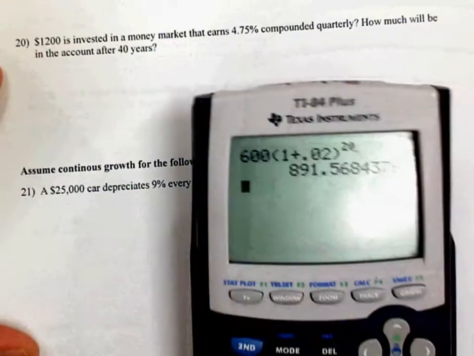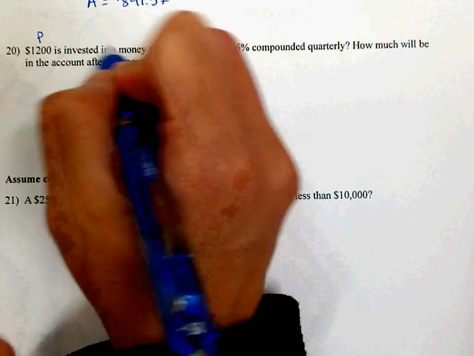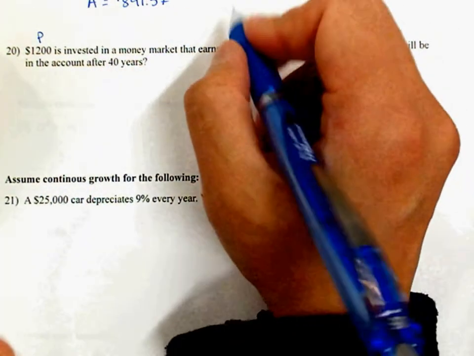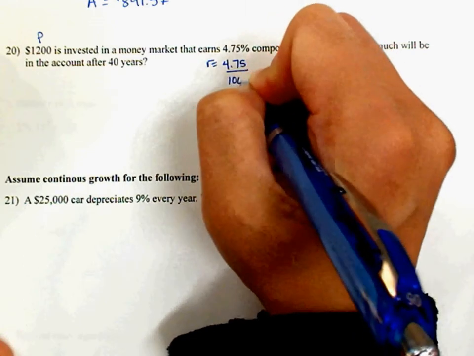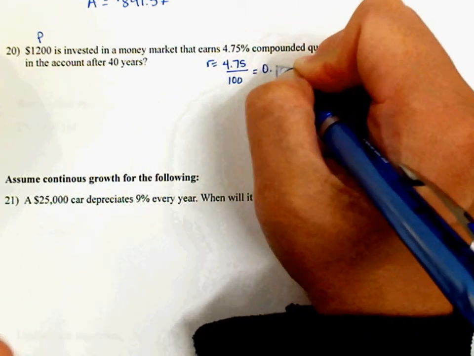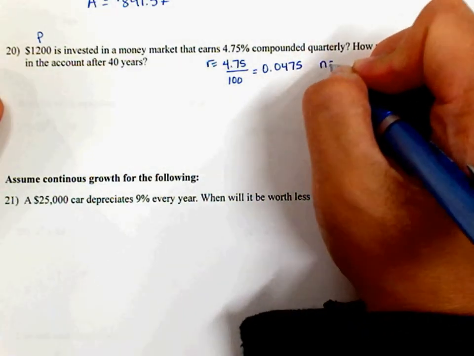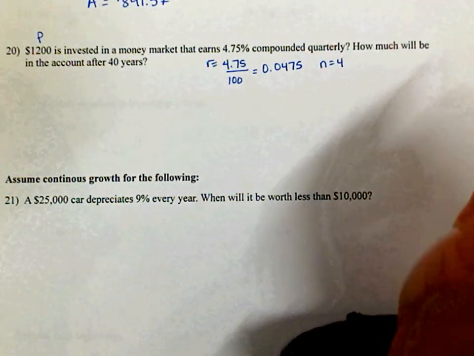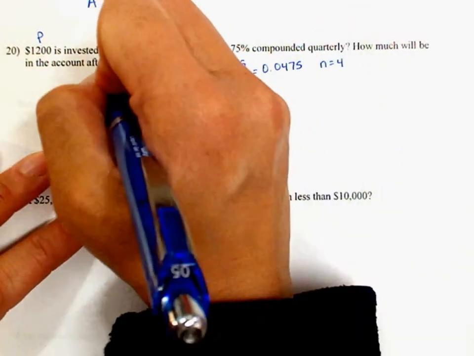Number 20. Here we go. $1,200 is invested in a money market account that earns 4.75%. Divide that by 100, so that comes out to be 0.0475. Compounded quarterly, so I'm doing that every 3 months, so that's 4 times a year. How much will it be after 40 years?